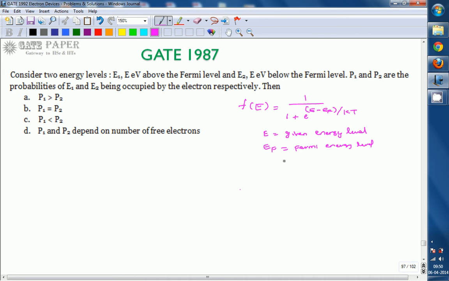KT is the thermal energy, and the KT value is generally 26 milli electron volts at room temperature, that is 300 degree Kelvin. K is the Boltzmann constant and T is the temperature in degree Kelvin. K is the Boltzmann constant whose value is 1.38 into 10 power minus 23 joules per degree Kelvin. Otherwise it can be specified as 1.6 into 10 power minus 19 joules.